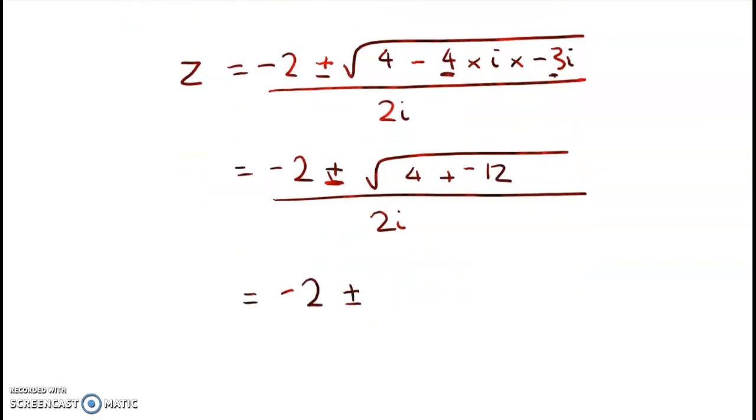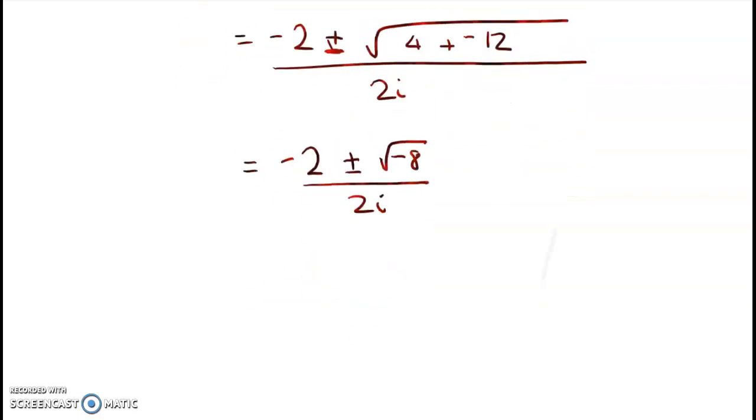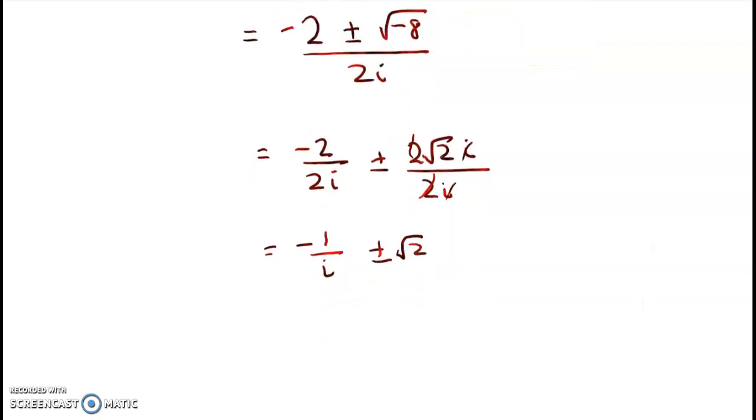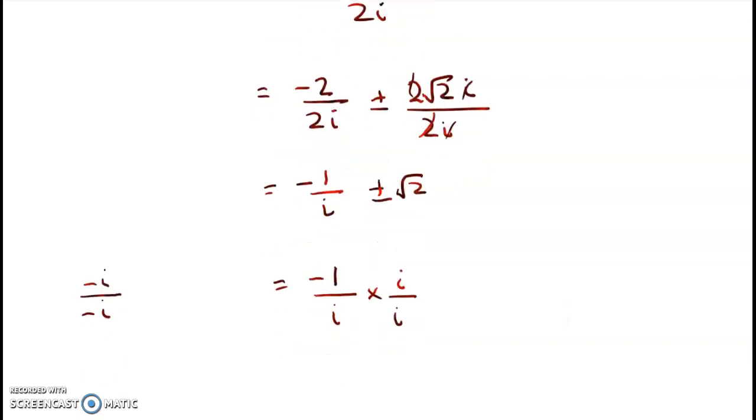So negative 2 plus or minus the square root of negative 8, over 2i, which is equal to negative 2 over 2i, plus or minus 2 root 2 i over 2i. So what happens here is we get negative 1 over i plus or minus root 2. We can fix up the negative 1 over i by multiplying by i over i. Now, usually, of course, we multiply by the conjugate, right? And the conjugate of i is simply negative i. We don't need to have the negatives in there, right? So that will work out just fine.